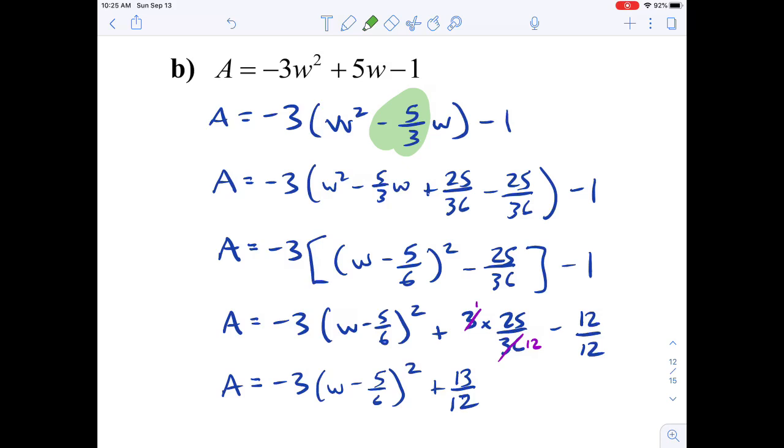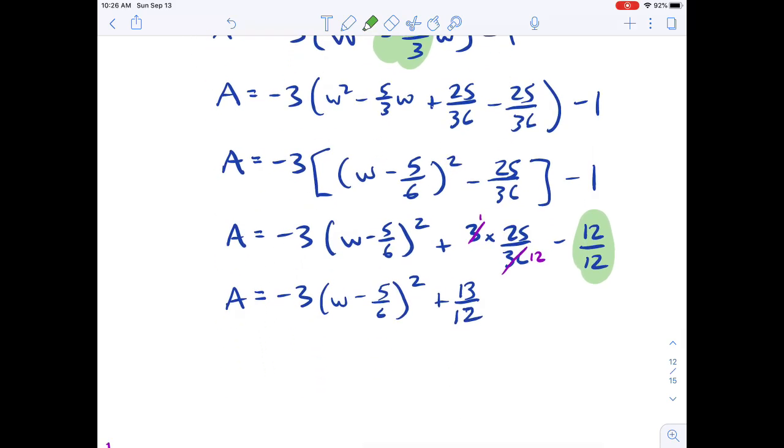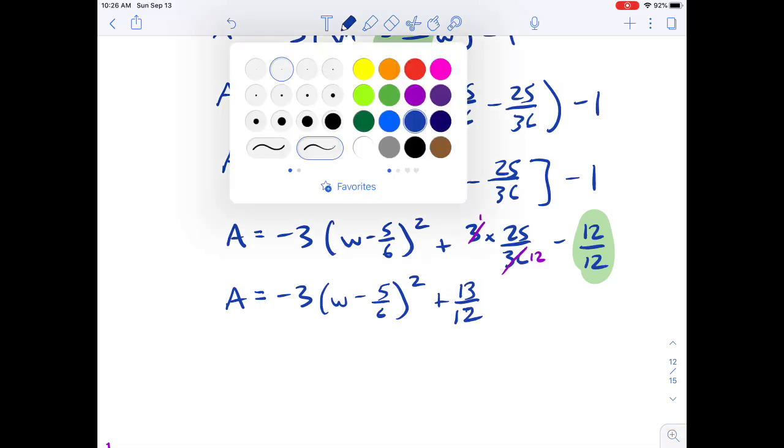And then when we moved this one outside of the bracket, we had to multiply it by -3, which is what made it positive. But when we did the multiplying by 3 part, the way I handled that was, as you can see here, I reduced the 3 with the 36 on the bottom. So I really had 25/12. And then I needed to subtract that from 1, so I turned the 1 into 12/12. And I end up with this final completed form in vertex form.